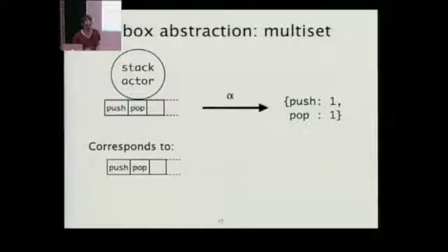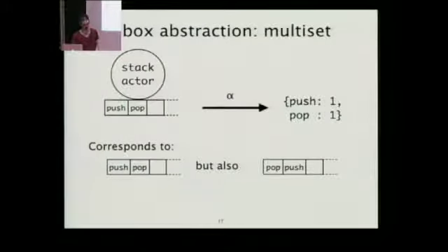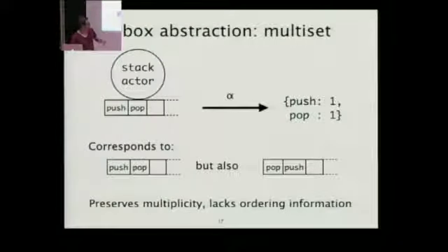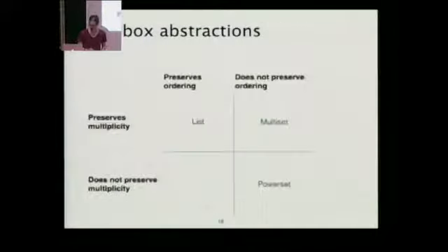If we add multiplicity information to the set, that gives us a multiset. We know that we have exactly one push message and one pop message. This corresponds to a concrete mailbox again, but it also corresponds to pop followed by push, because we have no information about the ordering of messages in this abstract mailbox. So again, we cannot verify the program. We have multiplicity information, but we don't have information about the ordering of messages.